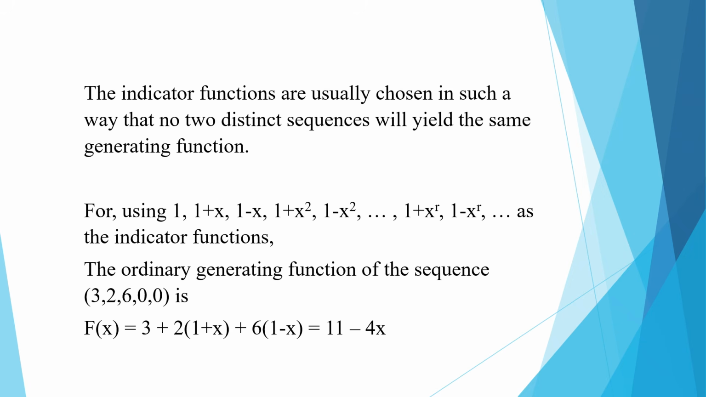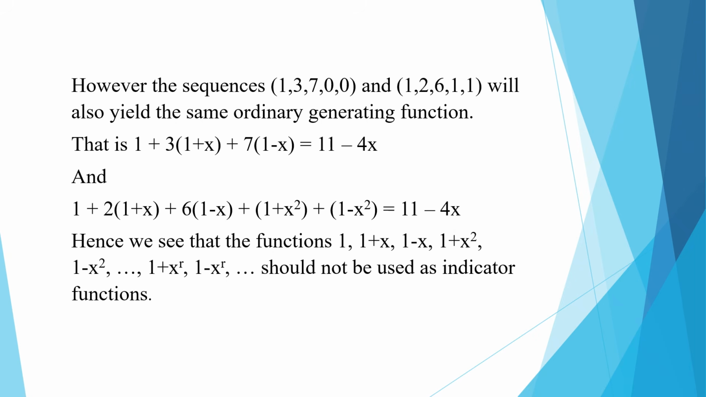The ordinary generating function for the sequence 3, 2, 6, 0, 0 is f of x is equal to the product of these two, 3 into 1 plus 2 into 1 plus x plus 6 into 1 minus x. On simplification, we get the value of this is equal to 11 minus 4x, which is the ordinary generating function for the sequence 3, 2, 6, 0, 0.